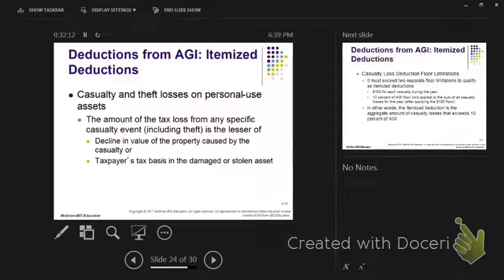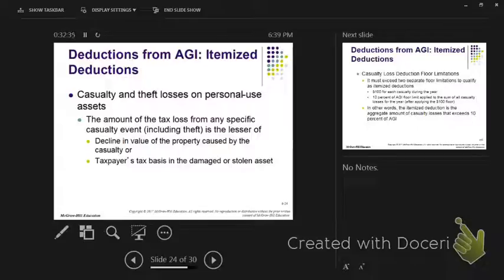So casualty theft basically says that, and it goes online. If you're looking at your itemized deduction, this is line 20. It's its own little box by itself. There is a form, 4684. It's the decline in value caused by the casualty. What was the casualty? It could be fire, could be earthquake, could be someone coming in and breaking things. I mean, could be a lot of different things.